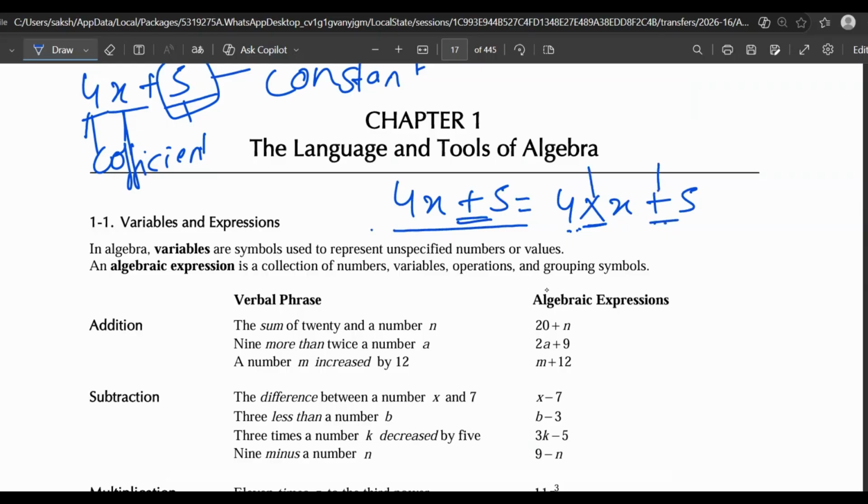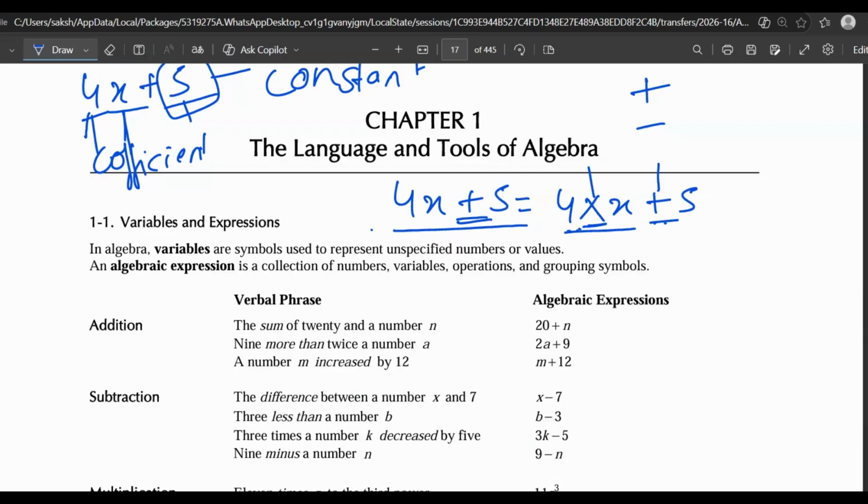But see, I just told you there are only 2 terms, because in an algebraic equation or expression, your terms are going to be defined by 2 symbols, that is, either addition or subtraction. Division and multiplication are not going to define the terms of your equation or expression. Okay, here.